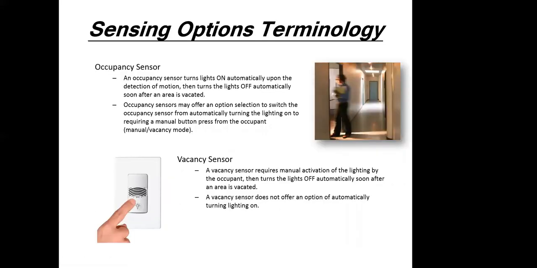And then there's occupancy sensor versus vacancy sensor. An occupancy sensor turns on automatically when you walk into a room and turns off automatically. With a vacancy sensor, you have to press the button on it to turn the lights on initially, and then it'll turn off on its own once the sensor times out.